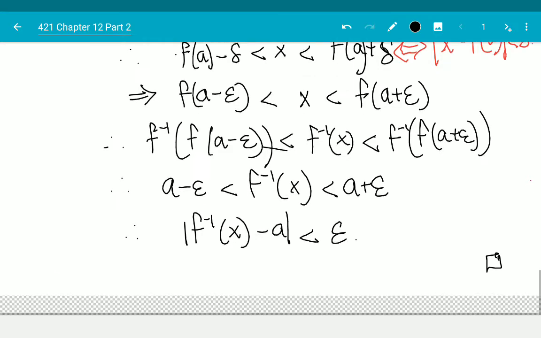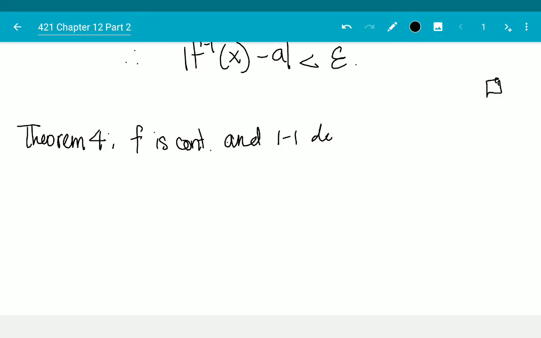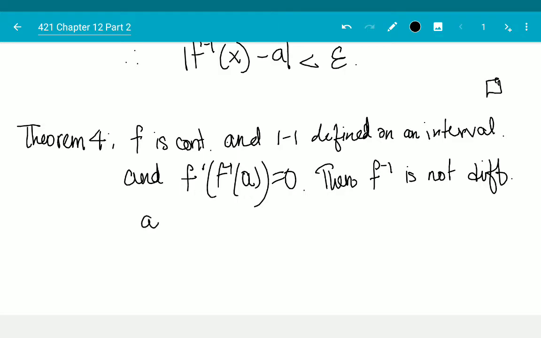F inverse is continuous. Okay, great. Then Theorem 4. If f is continuous and one-to-one, defined on an interval, and suppose f prime of f inverse of a is equal to 0, then f inverse is not differentiable at a.